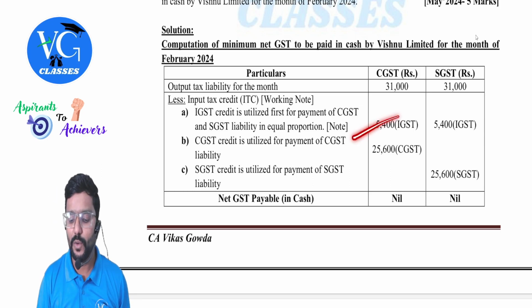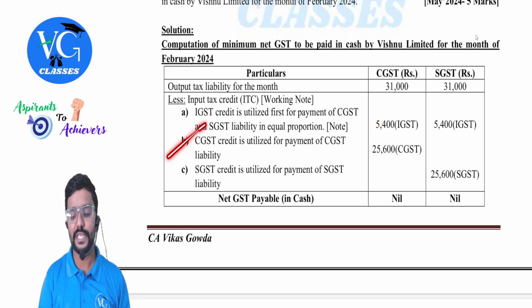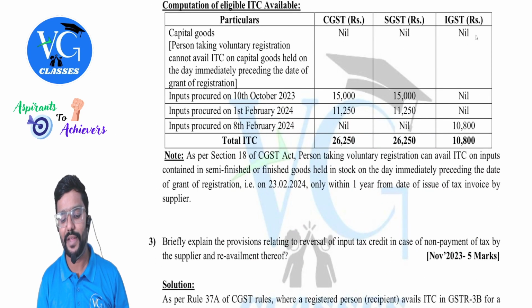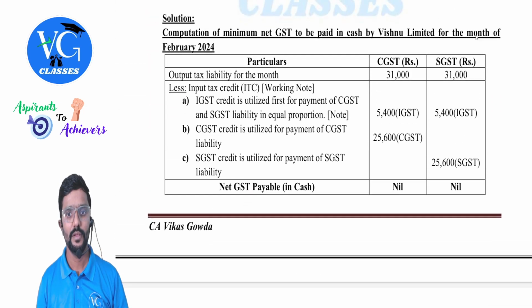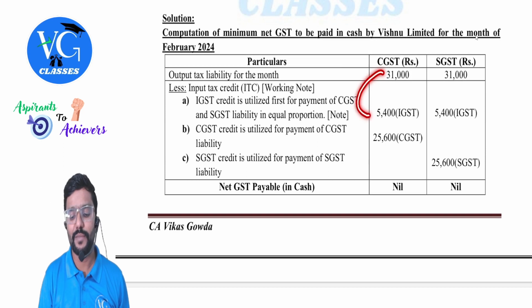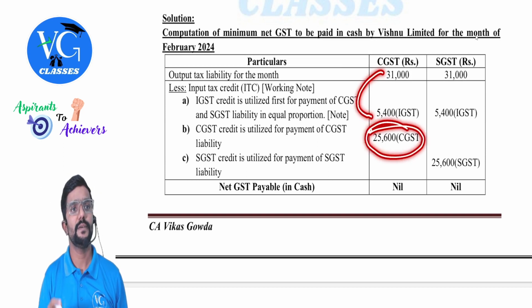Okay, so it is taken equally, people. Then we have CGST credit. How much CGST credit do we have? 26,250, but I cannot use it fully, because 31,000 minus 5,400 comes to only 25,600.